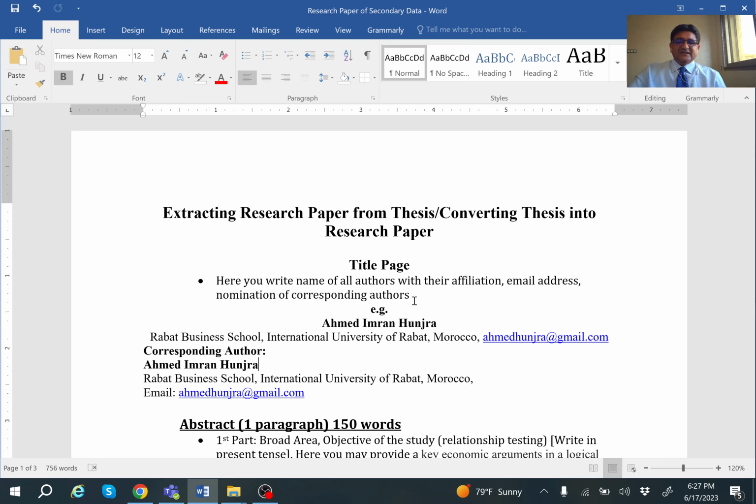Most of them are probably unaware of how to convert their thesis into a research paper. Few of them can go for publication of their work in a good journal, or they go for conferences if their supervisor pushes them and helps them extract the research paper from the thesis.